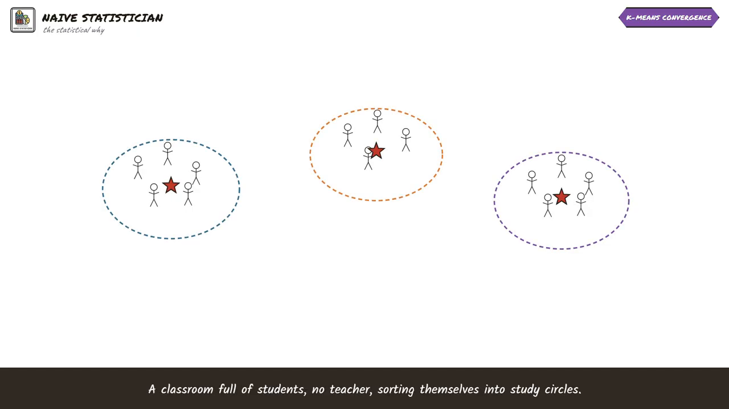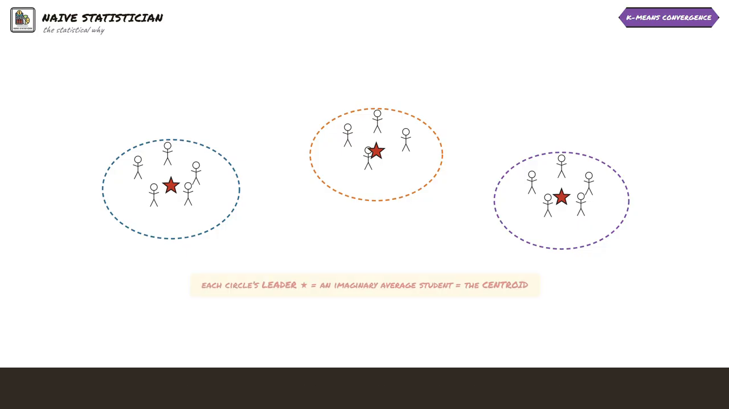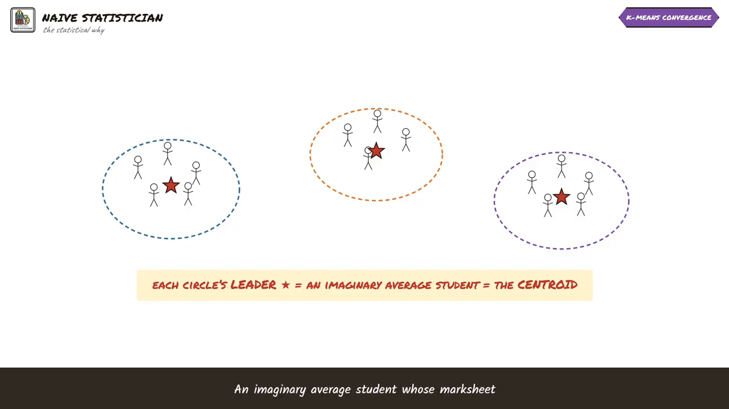Now carry one picture the whole way through. A classroom full of students, no teacher, sorting themselves into study circles. This time, each circle has a leader, an imaginary average student whose mark sheet is the average of everyone in that circle. That average student is what K-means calls a centroid.